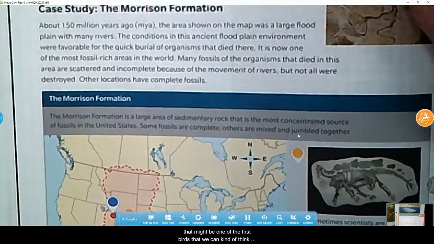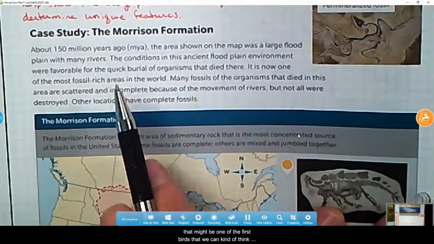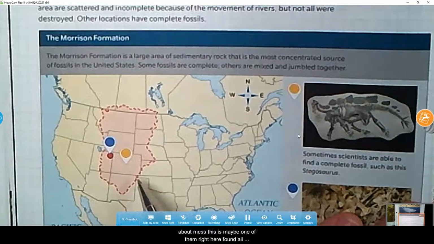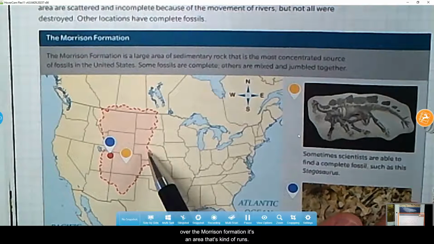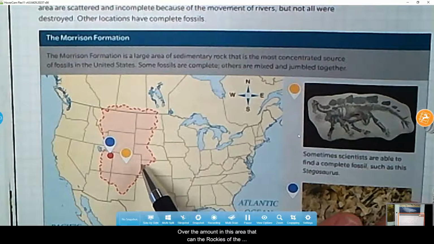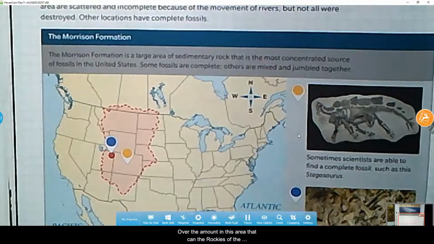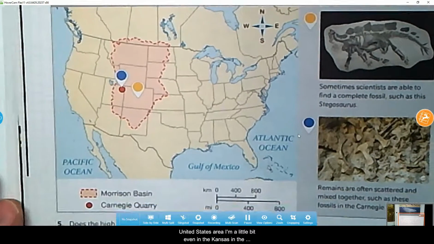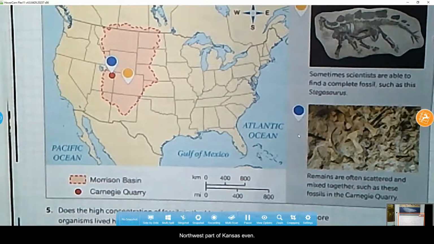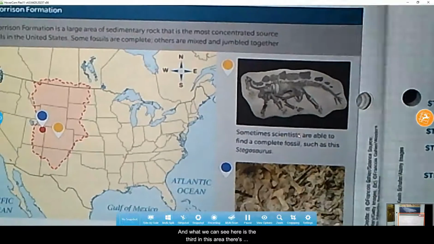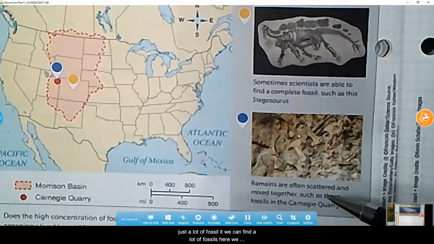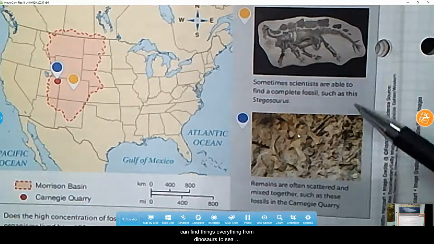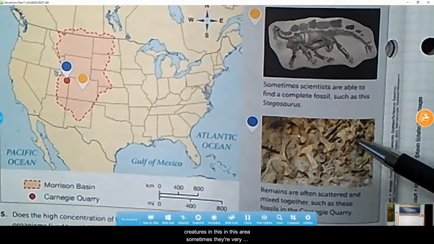Fossils are found all over. One pretty famous area is called the Morrison Formation. It's an area that runs over a mountainous area, the Rockies of the United States, a little bit even into Kansas, the northwest part of Kansas. In this area, there are just a lot of fossils. We can find everything from dinosaurs to sea creatures in this area. Sometimes they're very well preserved, like this one right here, or sometimes they're scattered pieces, like this picture right here.